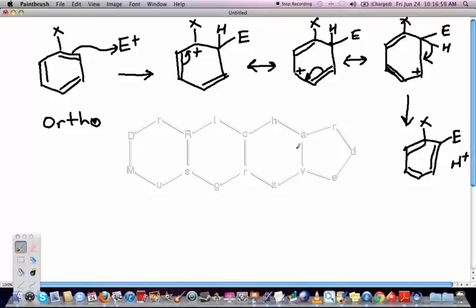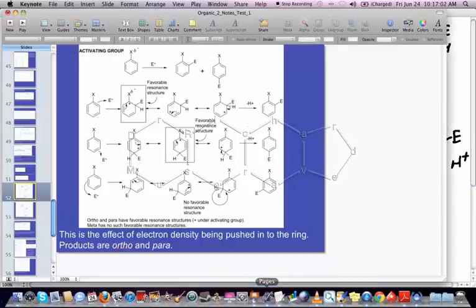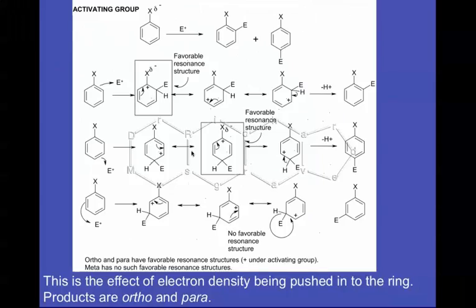Alright, we can do something similar with these other ones as well. If we want to look at the para product and the meta product, we can do similar resonance structures. So I've shown you how to get those resonance structures. You do the same thing with the para and the meta as well. And in the case of the para, I reacted with this double bond, and that puts the electrophile down in the para position. And to get the meta, I reacted with this double bond, and that allowed me to get the electrophile in the meta position.